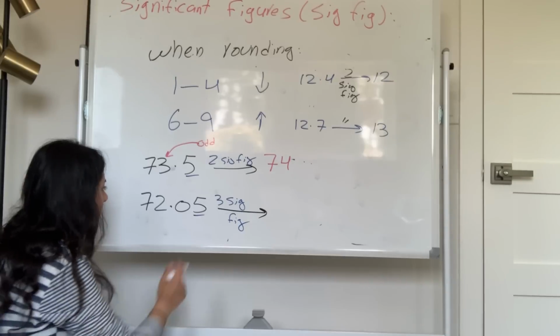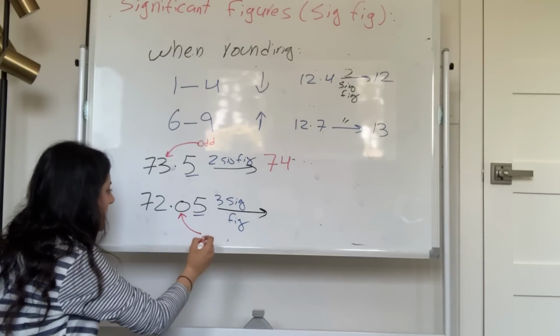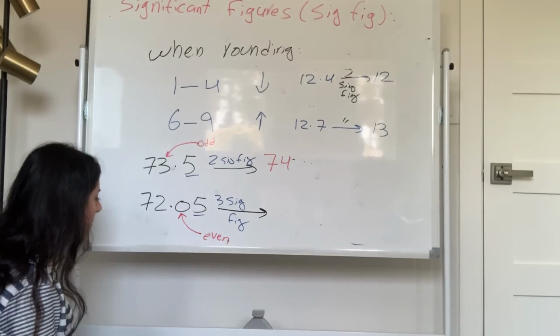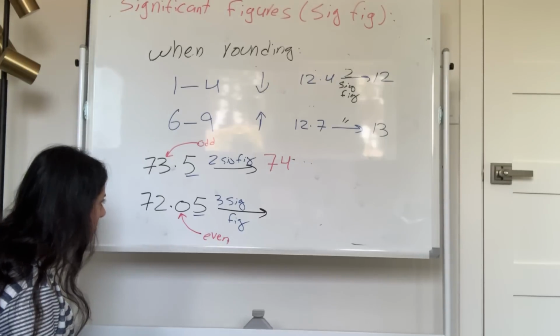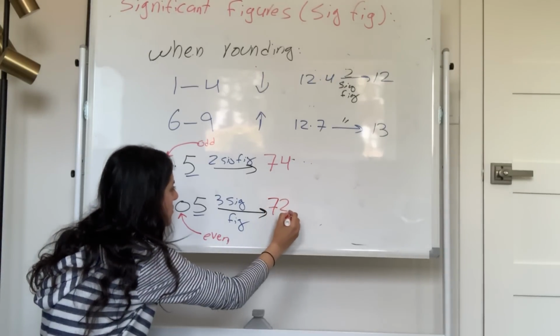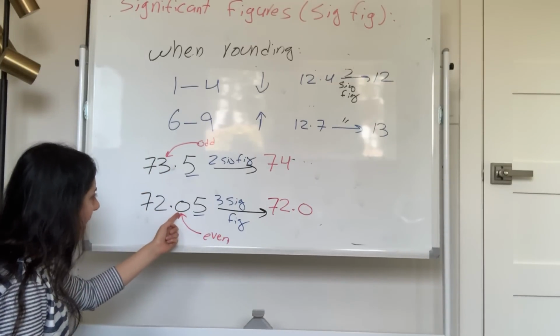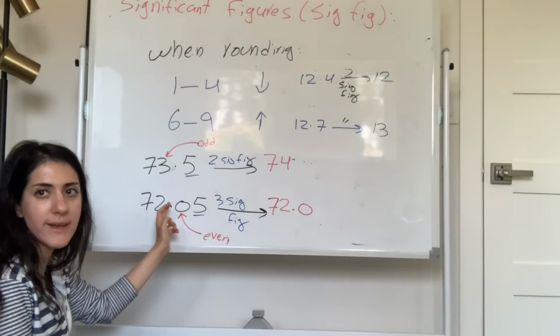Now I have 72.05, okay? Now what is this number? This number is even, okay? If I have an even number, what do I do? I just do 72.0. Now, if this number was odd, it would be 72.1.